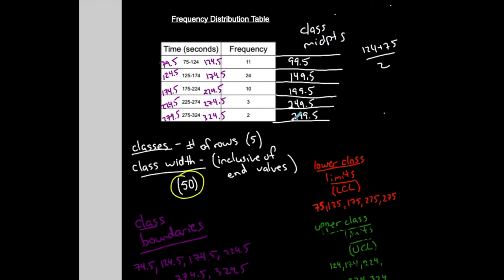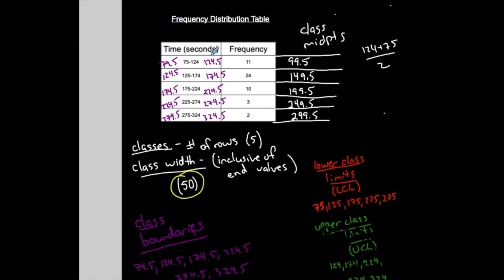I have the same number of classes and class midpoints, but I have one more class boundary than number of classes. So if I were to have six classes, I would expect seven class boundaries. I would expect six class midpoints, depending on the frequency table, right? Okay, so what else are we talking about here? Class width, right? One more thing.